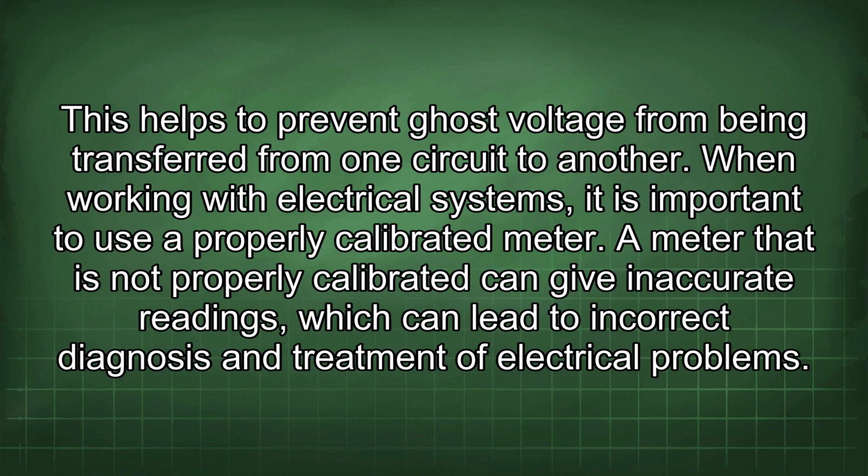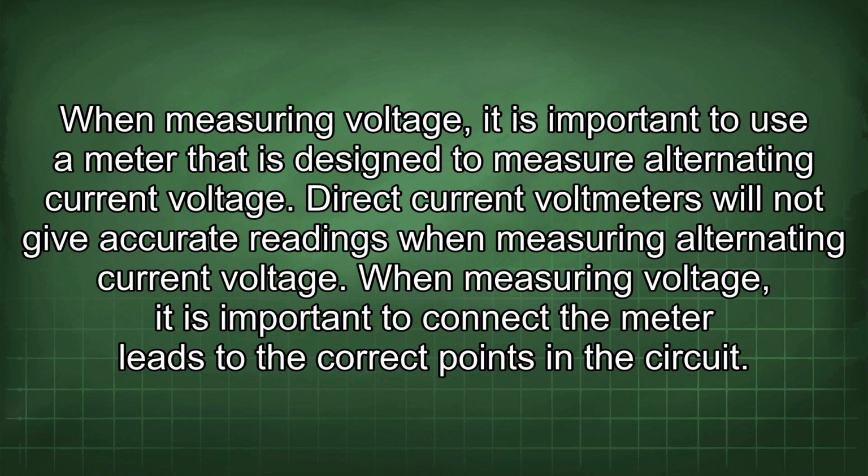When working with electrical systems, it is important to use a properly calibrated meter. A meter that is not properly calibrated can give inaccurate readings, which can lead to incorrect diagnosis and treatment of electrical problems. When measuring voltage, it is important to use a meter that is designed to measure alternating current voltage. Direct current voltmeters will not give accurate readings when measuring alternating current voltage.